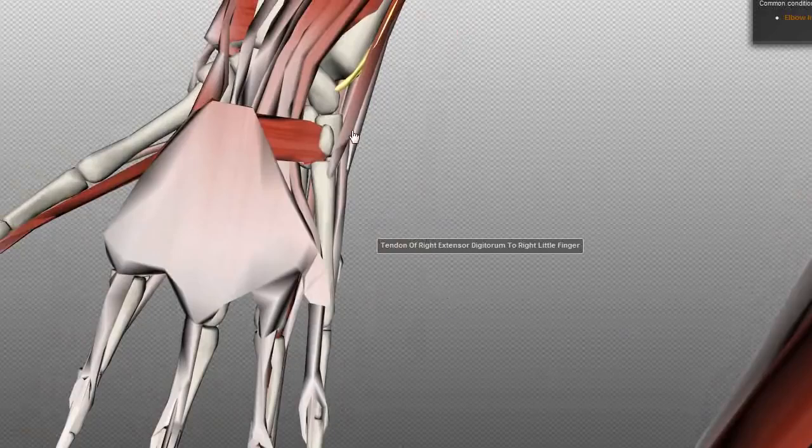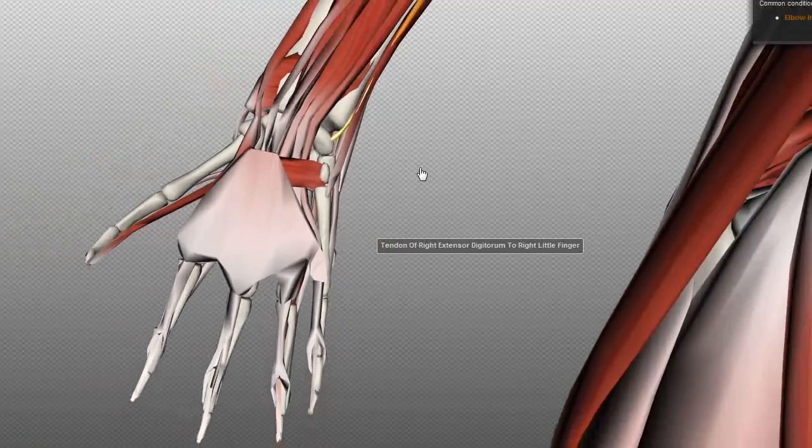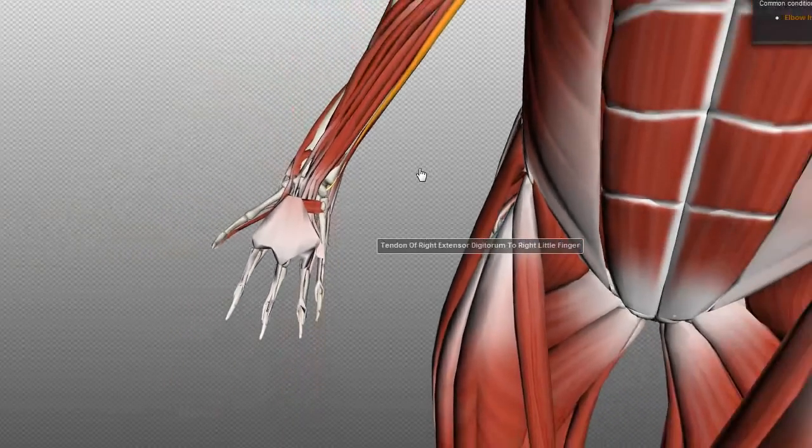So it inserts on this little bone here, the pisiform bone, which I'll talk about in another tutorial, which has ligaments that attach onto this fifth metacarpal. So what this muscle does when it contracts is that it flexes the wrist and adducts the wrist.